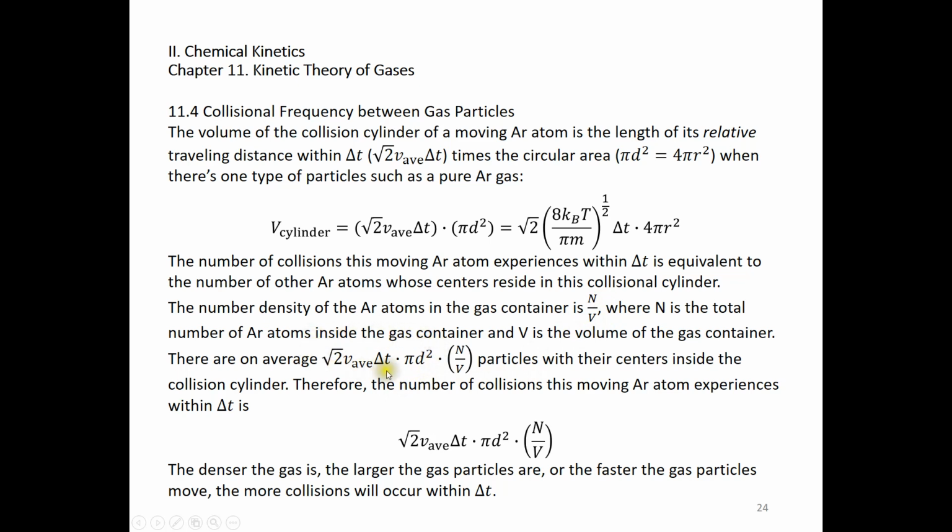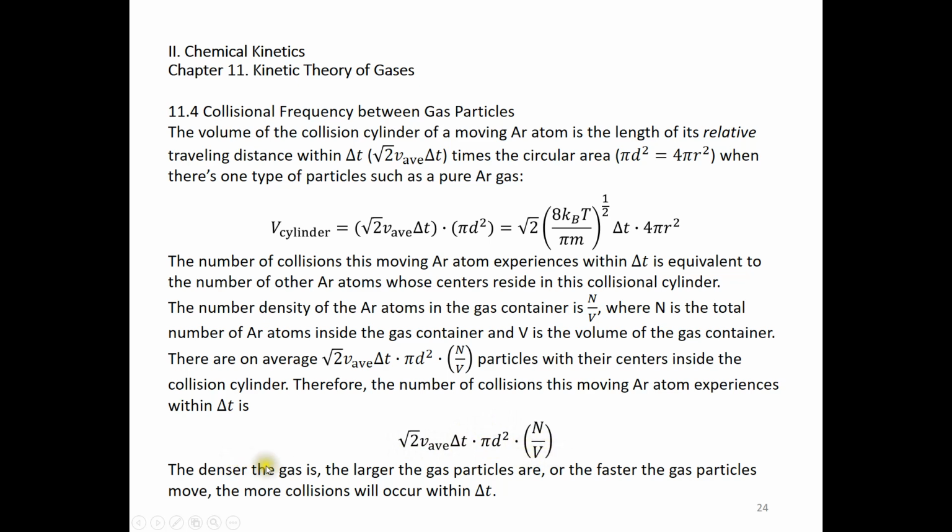So over here we have this as the volume of the cylinder, the length of the cylinder multiplied by the circular area, and then multiplied by the number density. All this is the number of collisions the moving gas particle will experience within a time period of delta t. Alright, so all this has a physical meaning. That's the number of collisions the moving argon atom experiences within delta t. It's the length of the cylinder times the circular area of the cylinder times the number density.